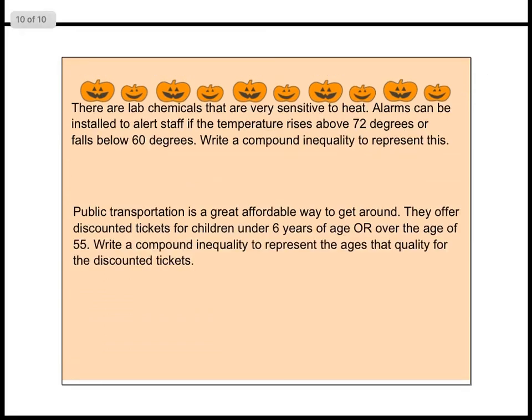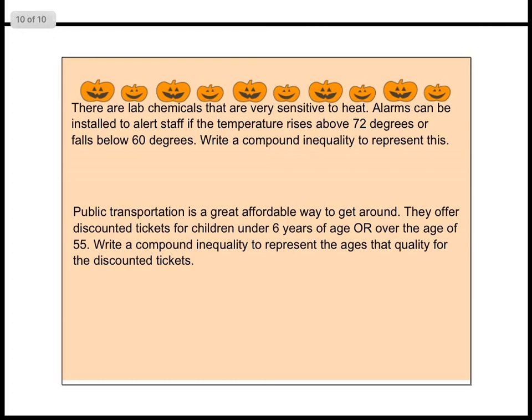Okay, 2 more. There are some lab chemicals that are very sensitive to heat. Alarms can be installed to alert staff if the temperatures rise above 72 degrees or fall below 60 degrees. Write a compound inequality to represent this. This is something that can be set up for things that become explosive if they get too hot or too cold. So it's important that the alarms are set.